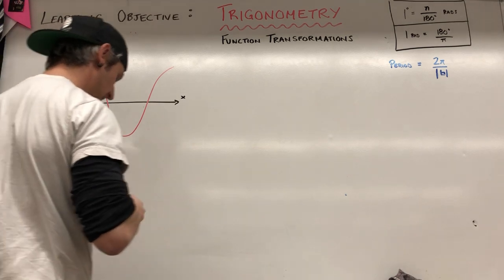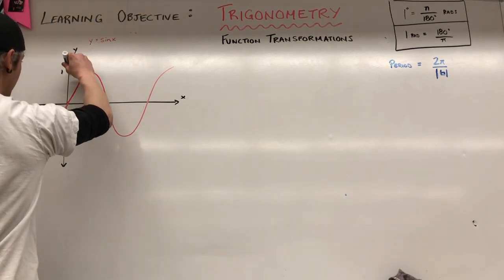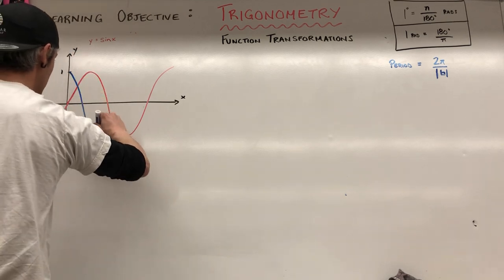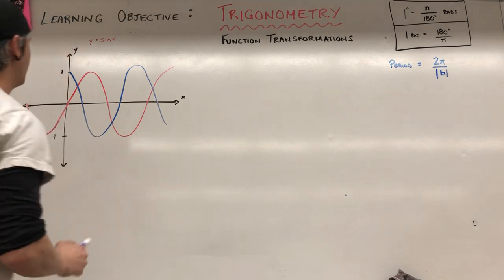Then my cosine wave: at cos of zero, I'm at 1. So it's basically kind of something like that.